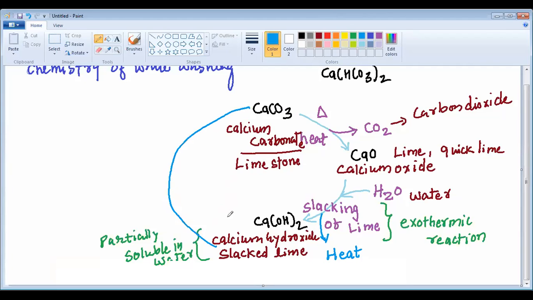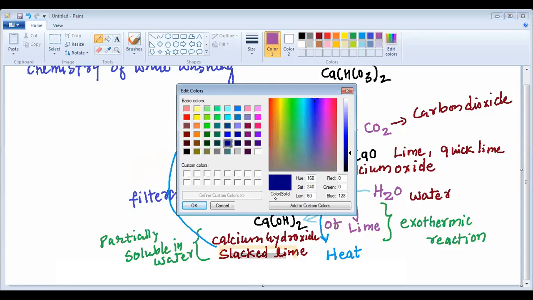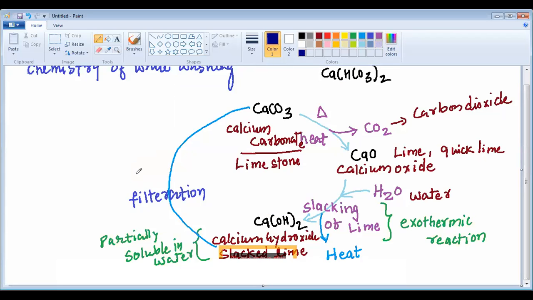So if we perform the process known as filtration, we will get the transparent solution of calcium hydroxide, my dear students. So we will have Ca(OH)2 aqueous.